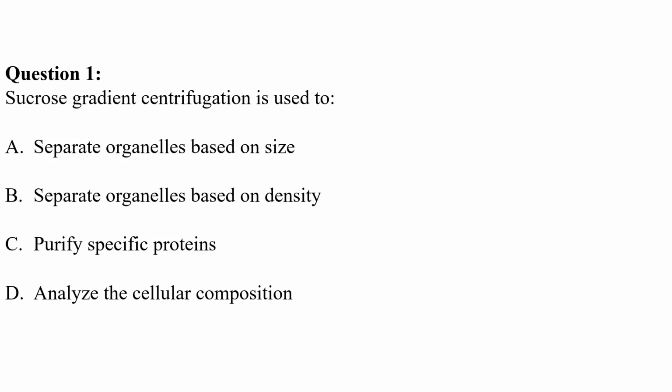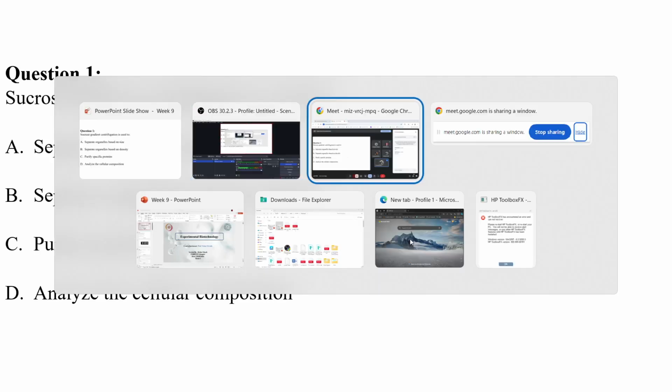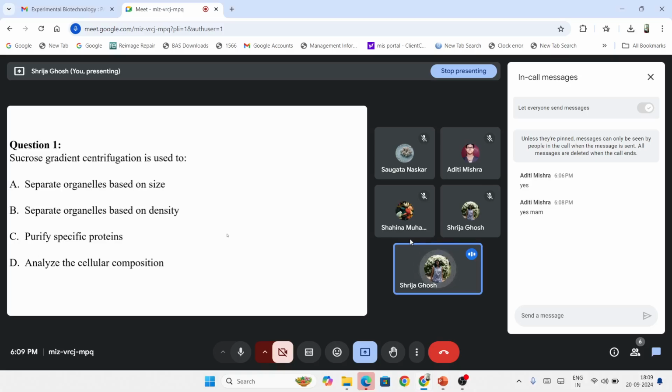Option A, separate organelles based on size; option B, separate organelles based on density; option C, purify specific proteins; and option D, analyze the cellular composition. Sucrose gradient centrifugation is used to do what? Option A, separate organelles based on size; separate organelles based on density; purify specific protein; or the last option is analyze the cellular composition. So what do you think the answer would be? Anybody who knows the answer can write in the chat box.